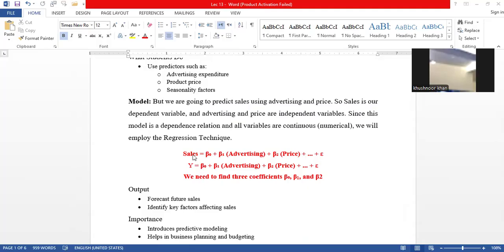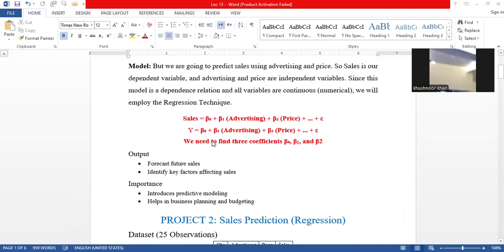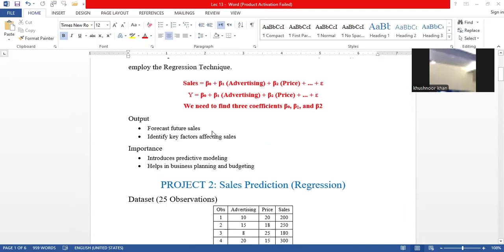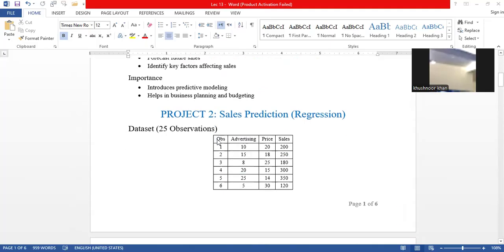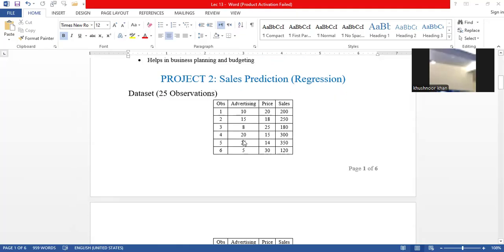And if we take sales as Y, then the equation can be written like this. What do we have to do here? We need to find three coefficients, beta naught, beta 1 and beta 2, because we only have two independent variables. Now, this is our data. If you see the sales prediction data, we have advertising, price, and sales. So sales will be your dependent variable, advertising and price will be your independent variables.